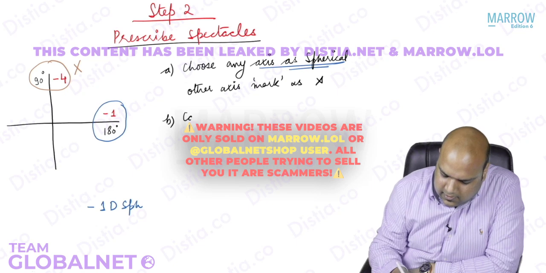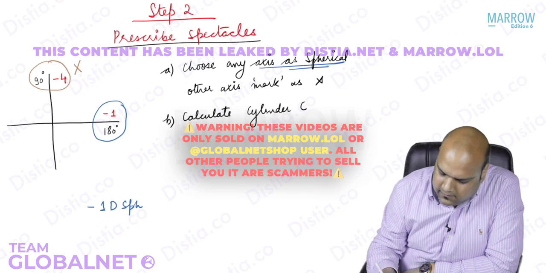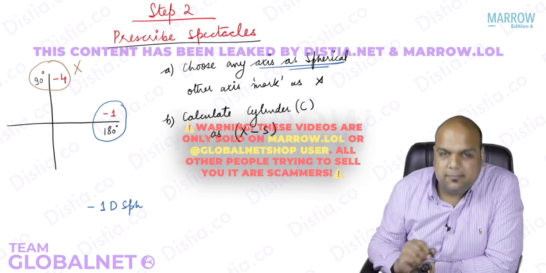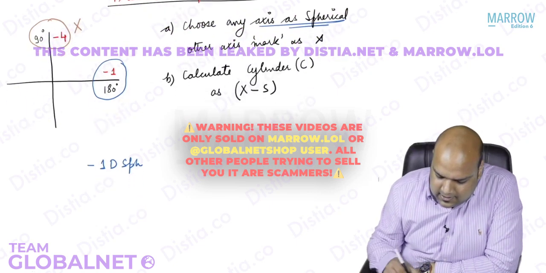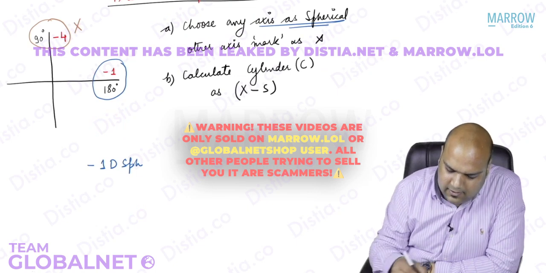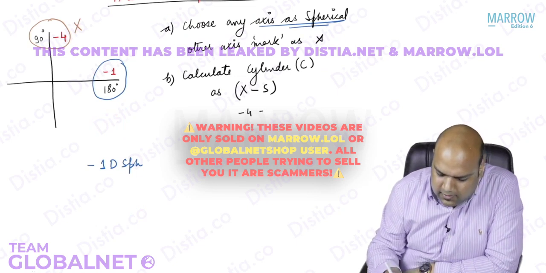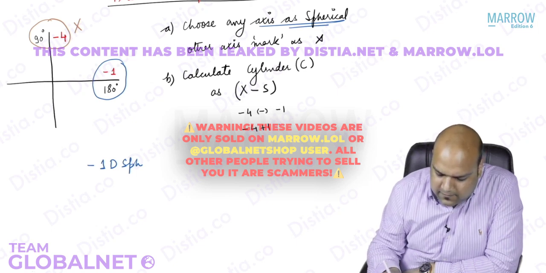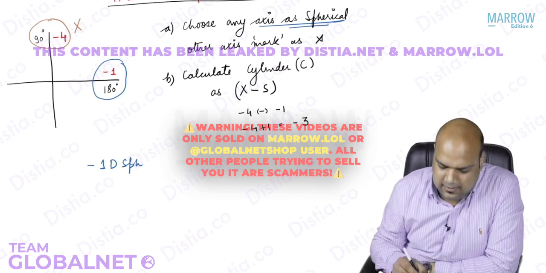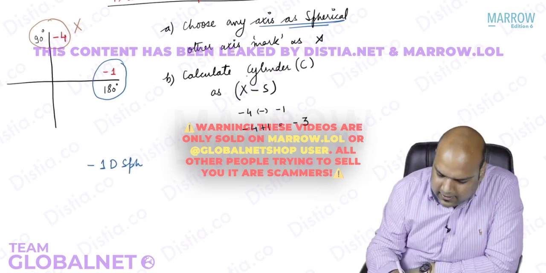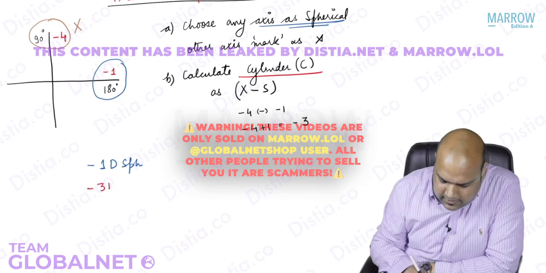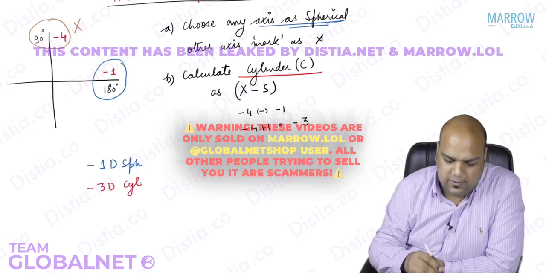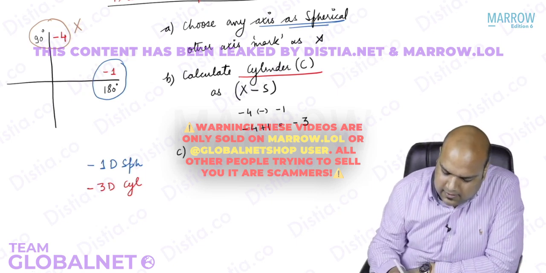Step 2. Calculate cylinder, which is C, as X minus S. So now what does my cylinder become in this case, everybody? What was X? -4. Minus -1. Okay, everybody? -4 plus 1 is equal to -3. So now my cylinder becomes -3 diopter cylinder.